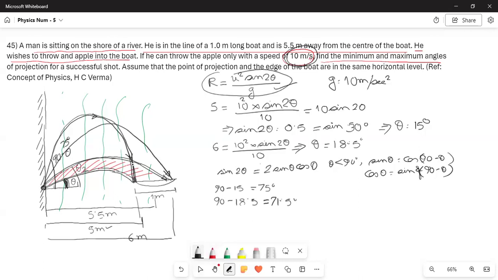That means any angle between these two, the ball also falls on the boat.